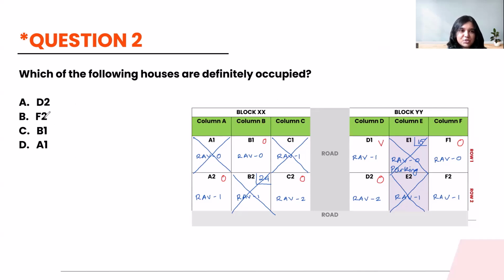Now, let's take a look. So we have D2 as option A. D2 is definitely occupied. F2, on the other hand, may or may not be occupied, so we can't be sure that they are definitely occupied. B1 is definitely occupied again, and A1 is not occupied. So we know that there are two answers, D2 and B1. So this was an interesting question that had come from CAT.